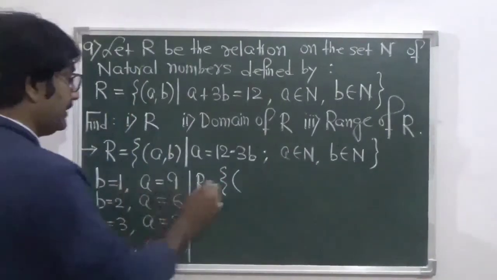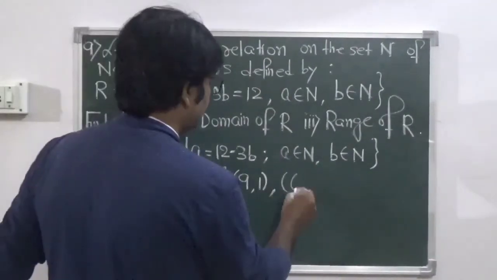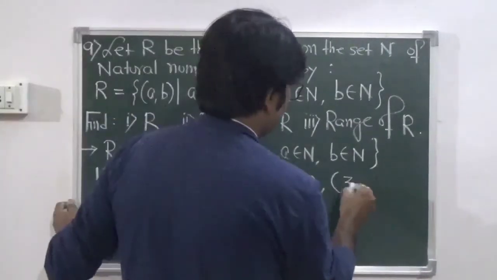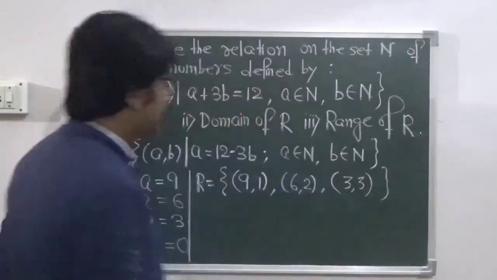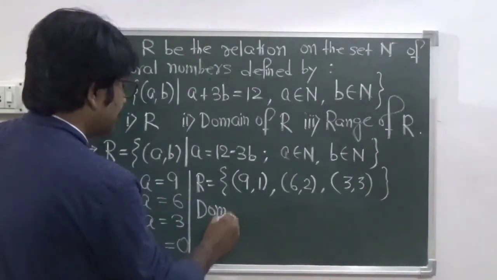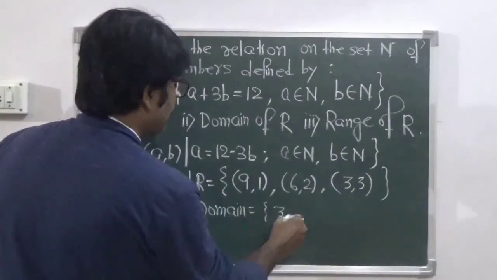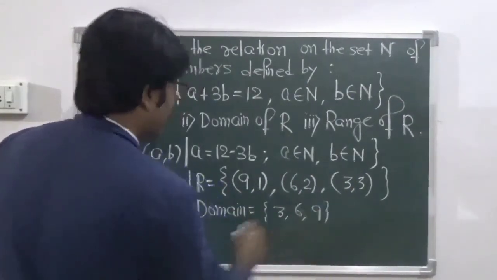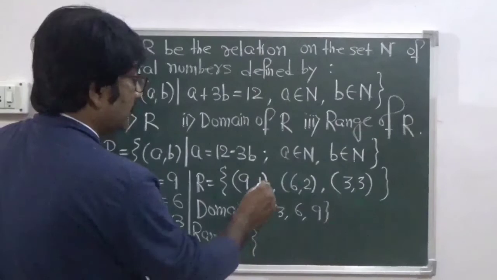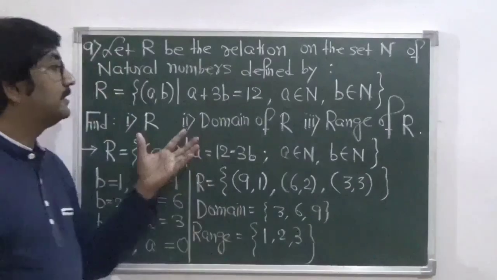(A, B) will be (9, 1), (6, 2) and (3, 3). So this is the relation in the roster form. Now finally we have the domain as the set of the first elements, that is 9, 6, 3, or you can write 3, 6, 9, and the range, the set of all the second elements, 1, 2 and 3. So here it is, just have a look.